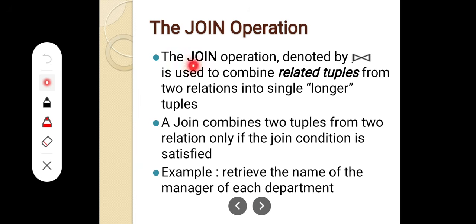Okay, so join operation, in relational algebra, is denoted by this symbol. This symbol is called join operation. It is used to combine related tuples from 2 relations into a single longer tuple.